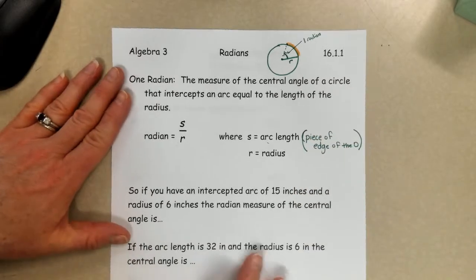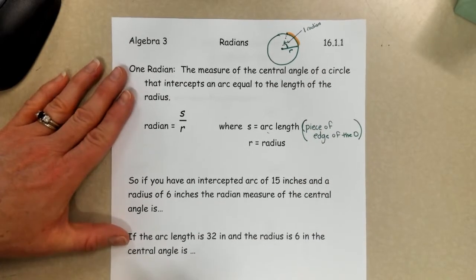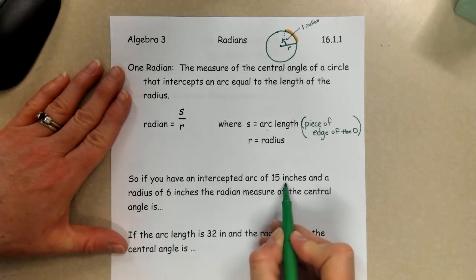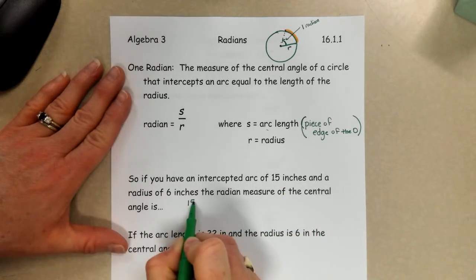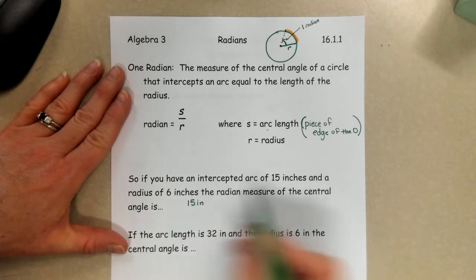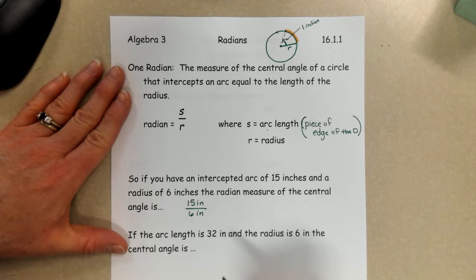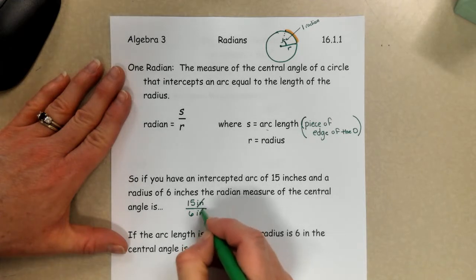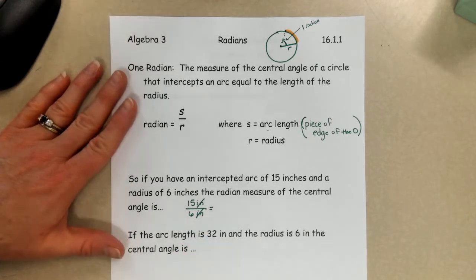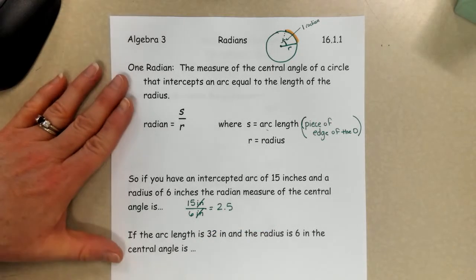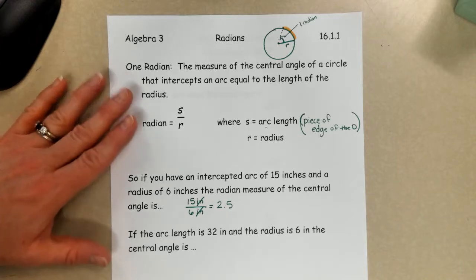Divided by the radius. So in words, if you have an intercepted arc, a piece of your circle that's 15 inches long, and a radius that's 6 inches long, you can divide those by each other, the units cross out, and so you would have 2.5 radians for your angle measurement.